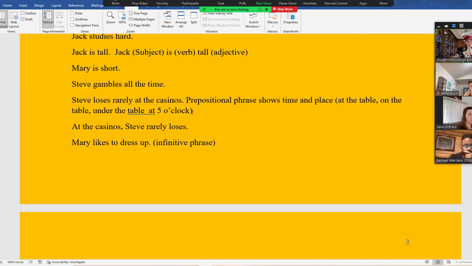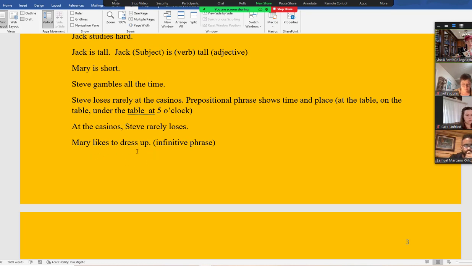The only thing that makes it confusing for people is when I have something like "Steve rarely loses at the casinos." Now, "at the casinos" is a prepositional phrase because a prepositional phrase shows time and place. So at the table, on the table, under the table, at 5 o'clock. So I could also rewrite this: "At the casinos, Steve rarely loses." And this is also a simple sentence. It has the same meaning as "Steve rarely loses at the casinos," all right?